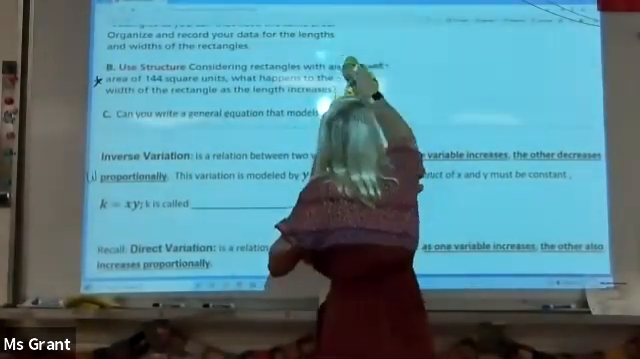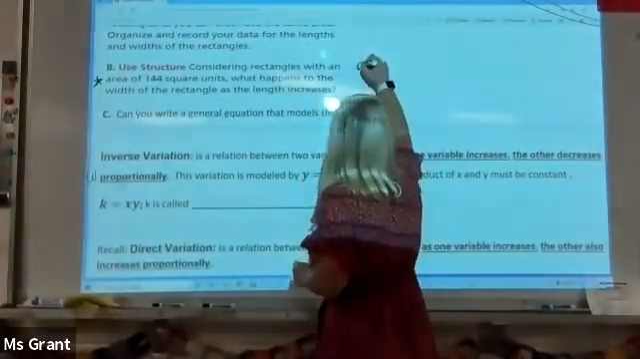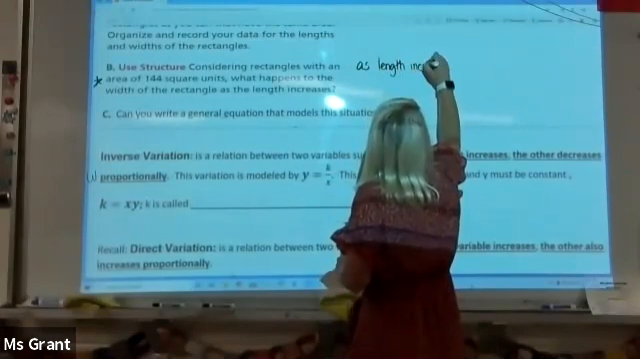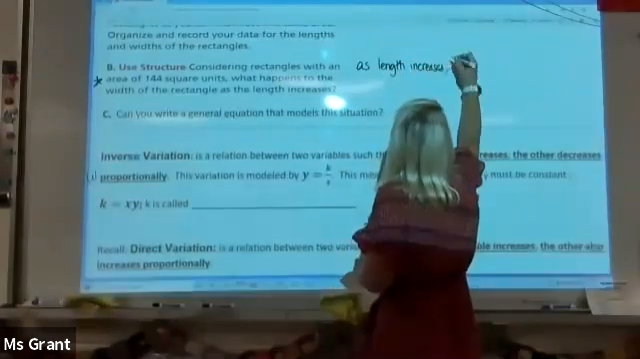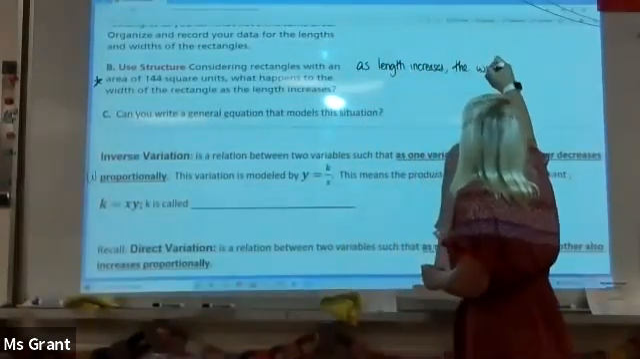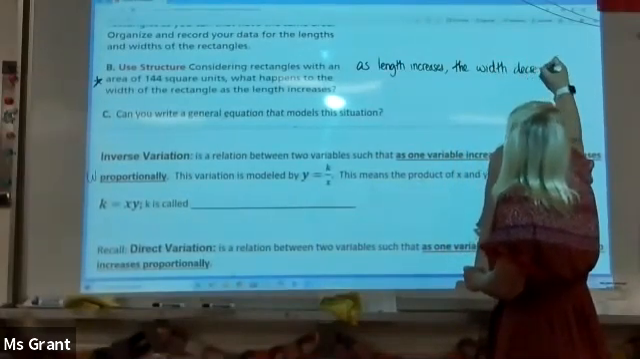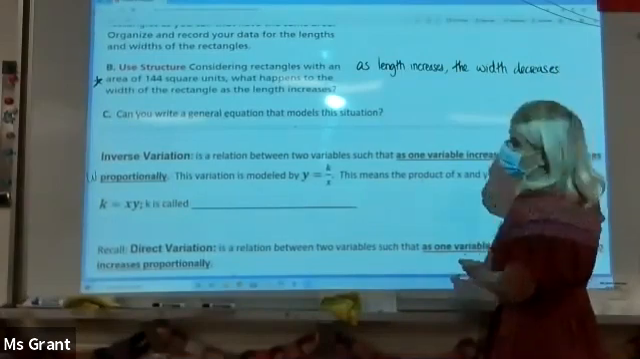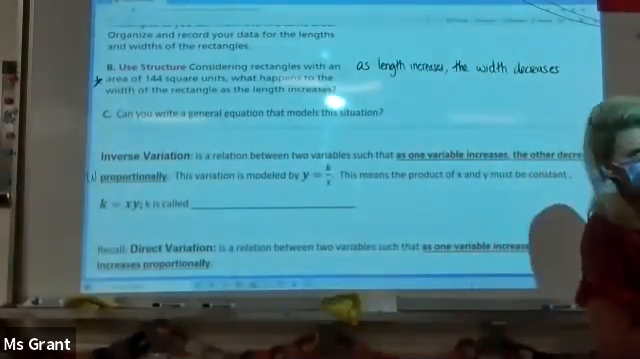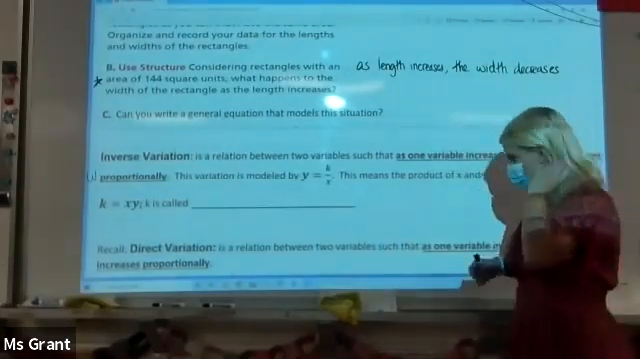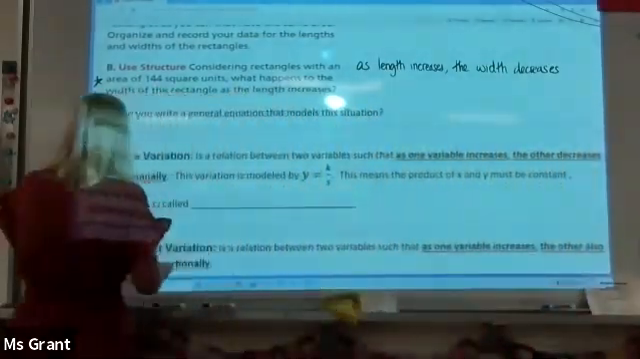As the length increases, the width decreases. As one thing goes up, the other goes down. And that is inverse variation. So one thing goes up, one thing goes down. Here we go. Inverse variation.